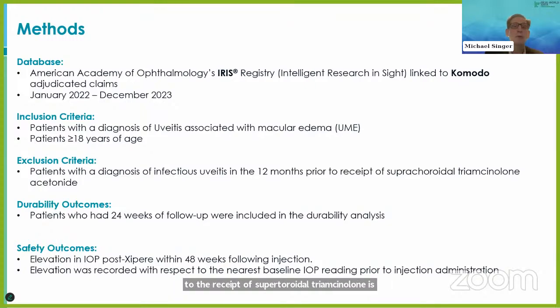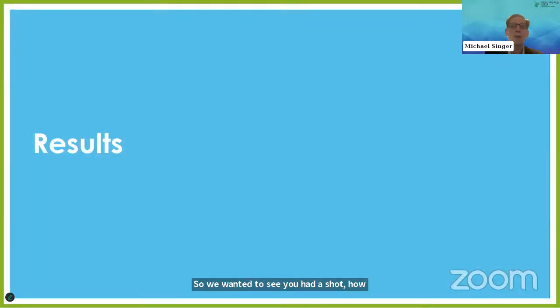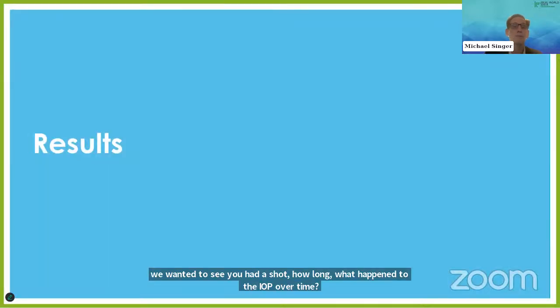For durability, patients were followed up for 24 weeks. Then we did a sub-study looking at patients up to 48 weeks in terms of intraocular pressure. The elevation was recorded with respect to the nearest baseline IOP prior to injection. So we wanted to see, you had a shot, what happened to the IOP over time. So let's look at the results.